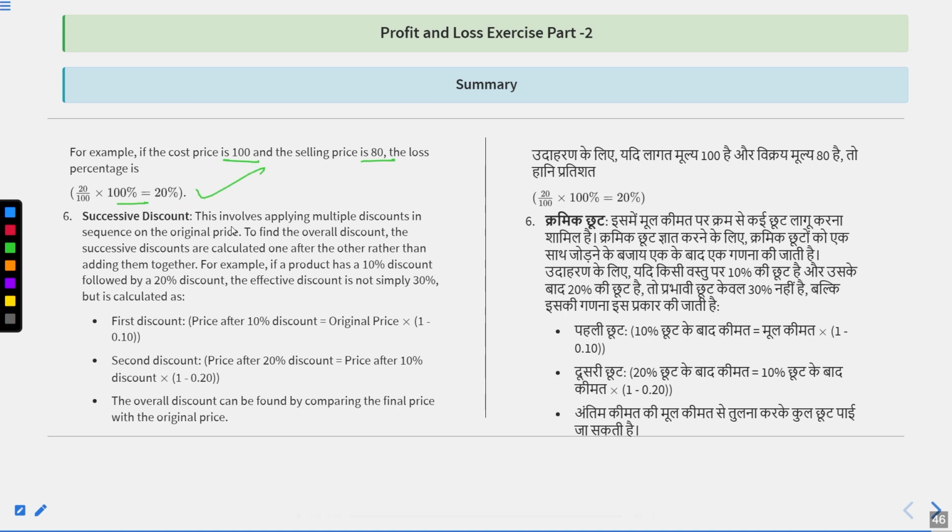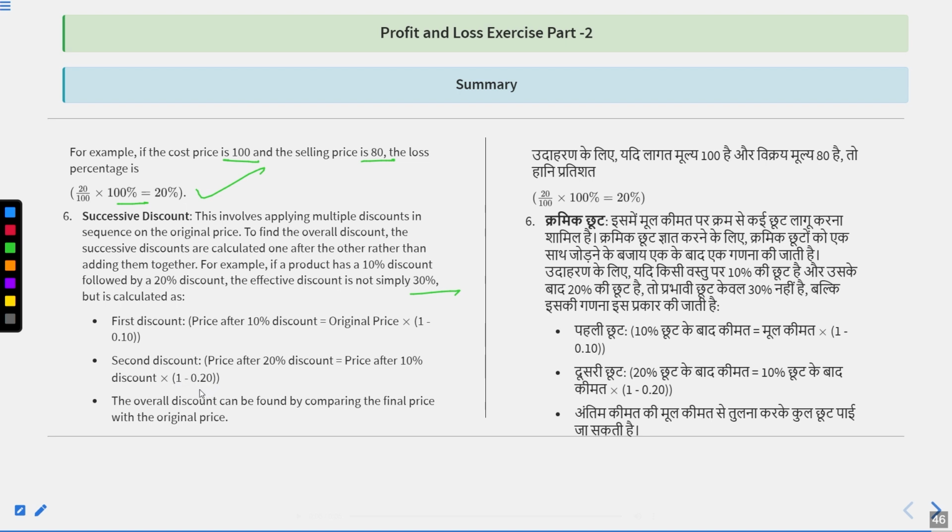Successive discount. This involves applying multiple discounts in sequence on the original price. To find the overall discount, the successive discounts are calculated one after the other rather than adding them together. For example, if a product has a 10% discount followed by a 20% discount, the effective discount is not simply 30%, but is calculated as follows. The price after the 10% discount equals the original price multiplying 1 minus 0.10. Clear? The price after the 20% discount equals the price after the 10% discount multiplying 1 minus 0.20.